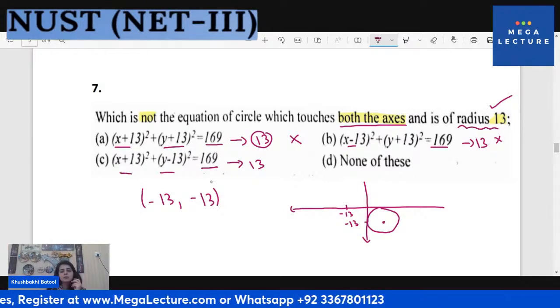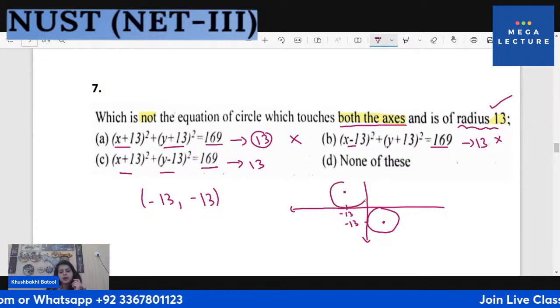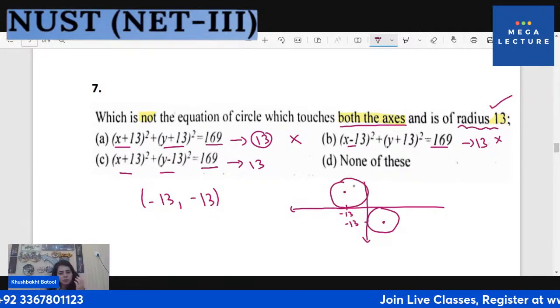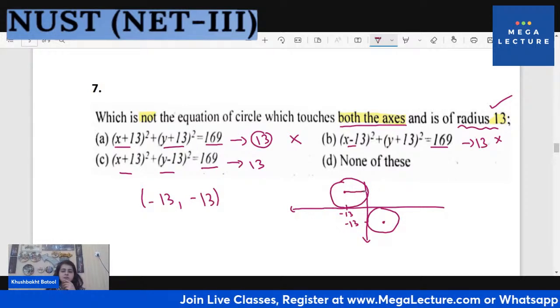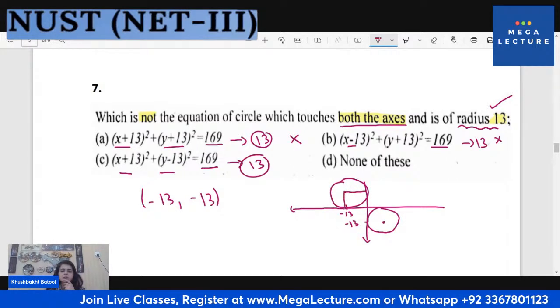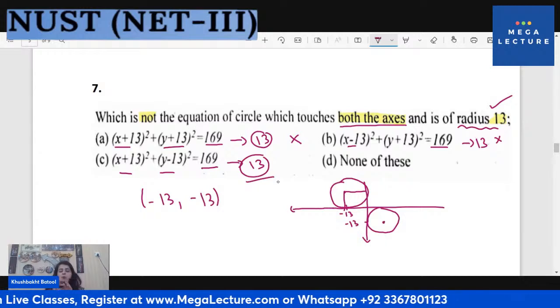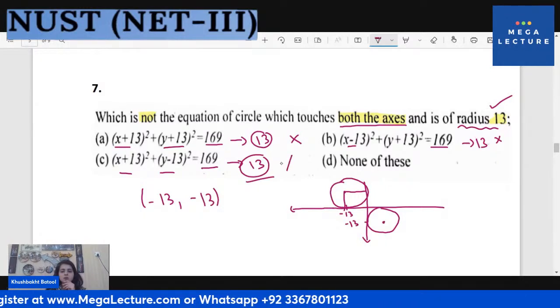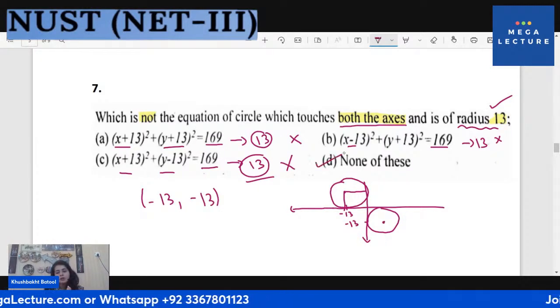Then minus 13 and positive 13, it would be somewhere here. And again, for a fact, my circles are obviously not perfect, but you guys get the idea. If this is 13 and the radius is 13, and if this is 13 and the radius is 13, the circle would obviously be touching the axes, right? So all these options are wrong. So we are left with none of these.